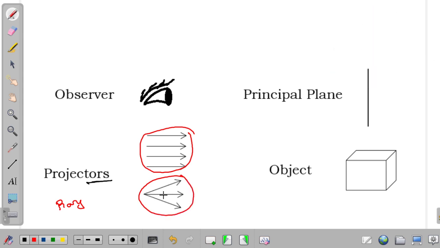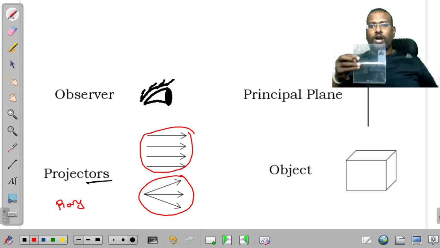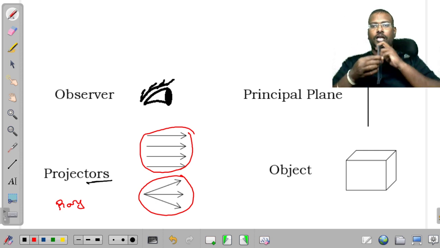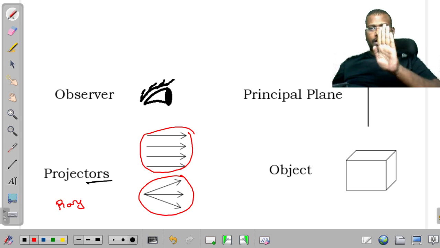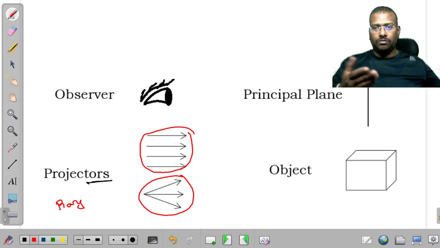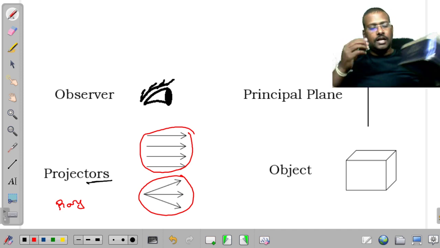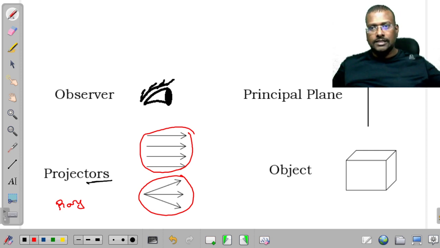Next one is the principal plane. The principal plane is represented as a straight line. Why I mention it as a straight line: if you consider it, in one view it is a plane, but in this view it appears as a line. I am showing the principal plane in side view, so it is represented as a line. And then the three-dimensional object, for your explanation, I am taking some box and considering it as an object. I consider the object as a block.